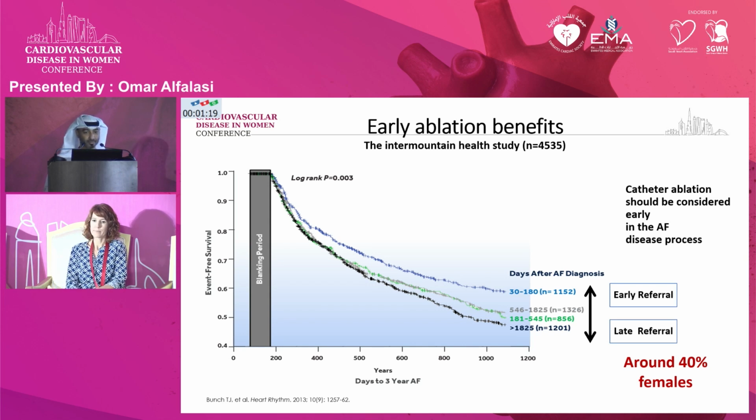So in the Intermountain Health Study, they have 4,500 patients, and they group them. They all went for atrial fibrillation ablation, but the cases where the referral was early did better, even in the long term. And in this study, females represented around 40%.